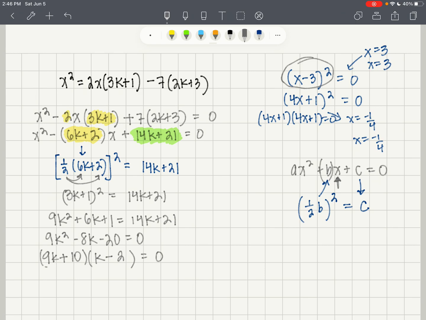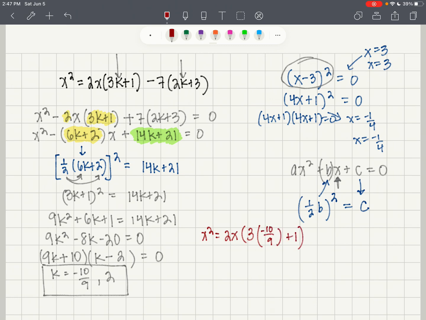So that was a good review right there, hopefully, for you in factoring trinomials. Maybe you got it faster than I did. That's a good thing. And our two values of k would be negative 10/9 and positive 2. So those two values for k, when put back into the original equation, would create a perfect square trinomial. So let me show you that in red. Here I'd have x squared equals 2x times 3, and then I'm going to put that negative 10/9 in for k.